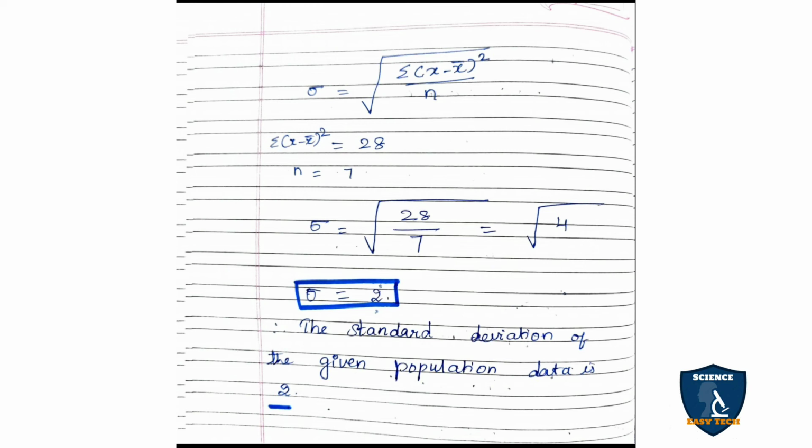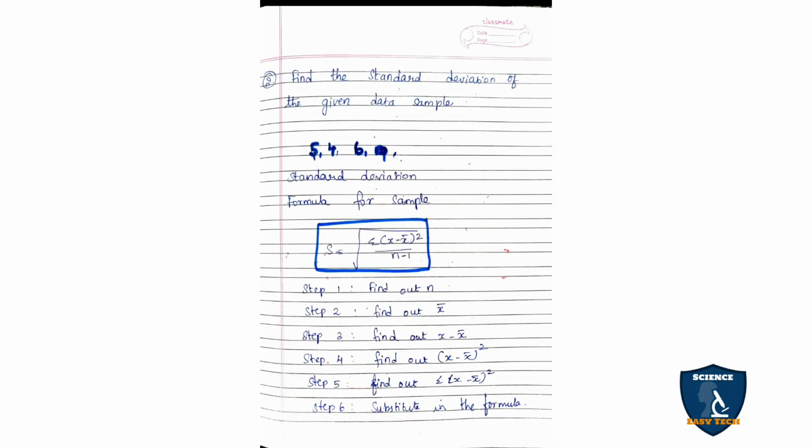One more example we will see for sample data. Next, find the standard deviation of the given data sample. Here it is 5, 4, 6, 9. So for a sample, what formula do you have to use? Small s is equal to square root of summation of (x minus x bar) square divided by n minus 1.